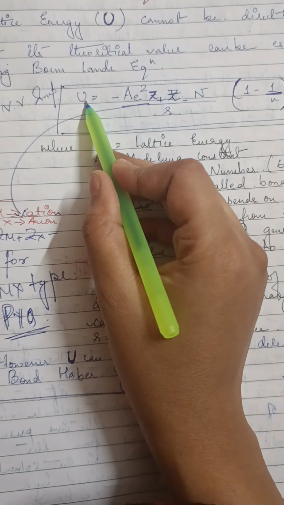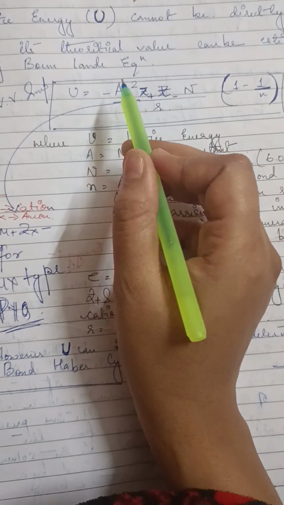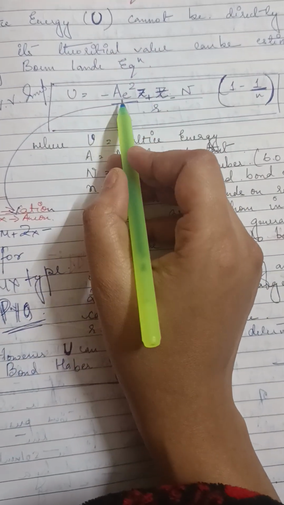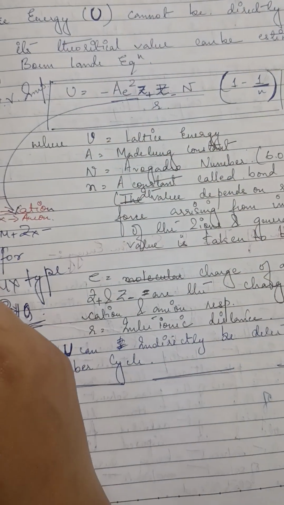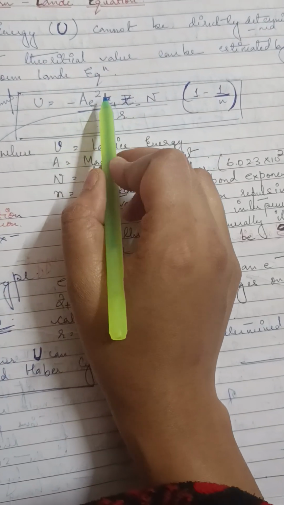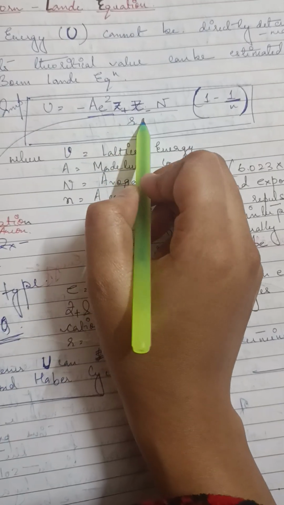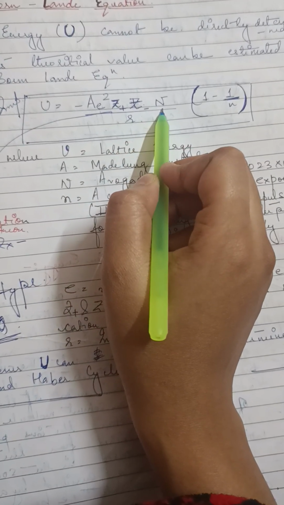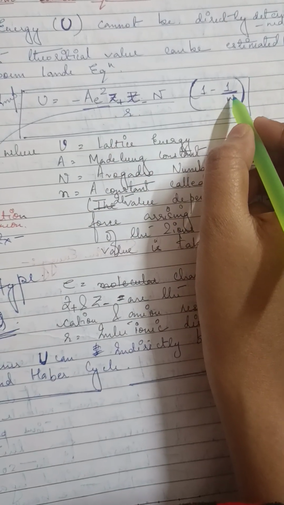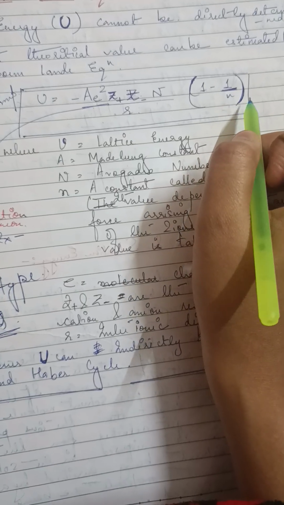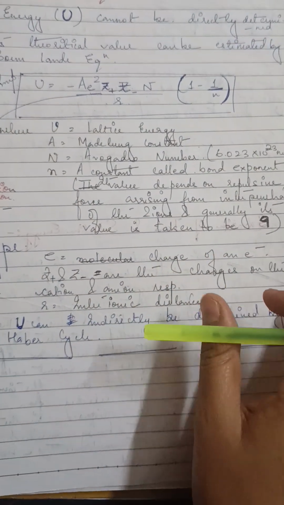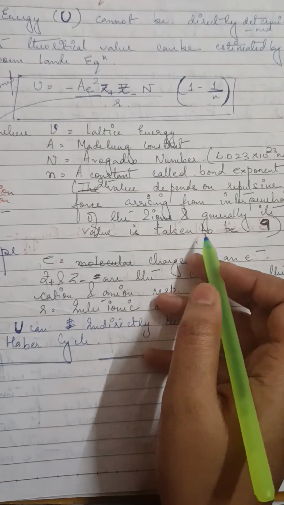U is your lattice energy. A is a constant called the Madelung constant. I will explain everything, don't worry. e is the charge on an electron. Z plus and Z minus are the charge on cation and anion respectively. N is Avogadro's number, r is the interionic distance, and n is a constant known as the bond exponent. Its value arises due to repulsion arising from interionic interaction, or force arising from interpenetration of two ions, and generally its value is taken to be 9.